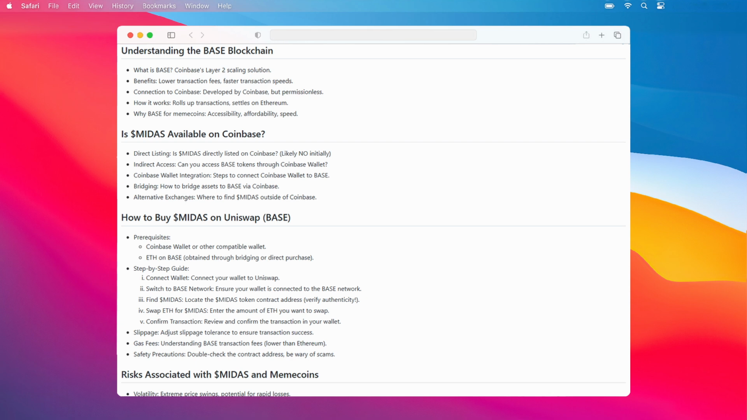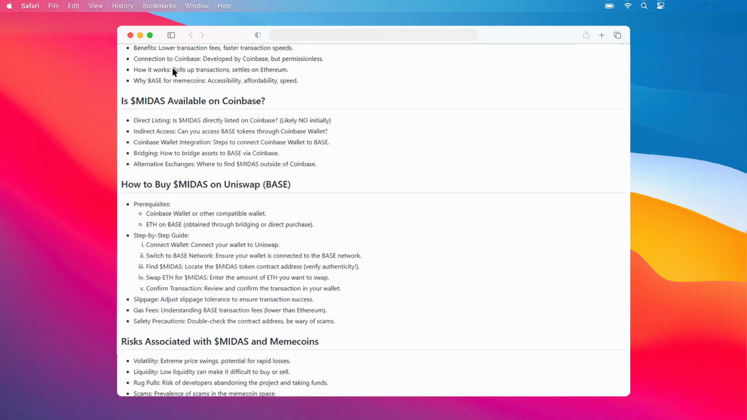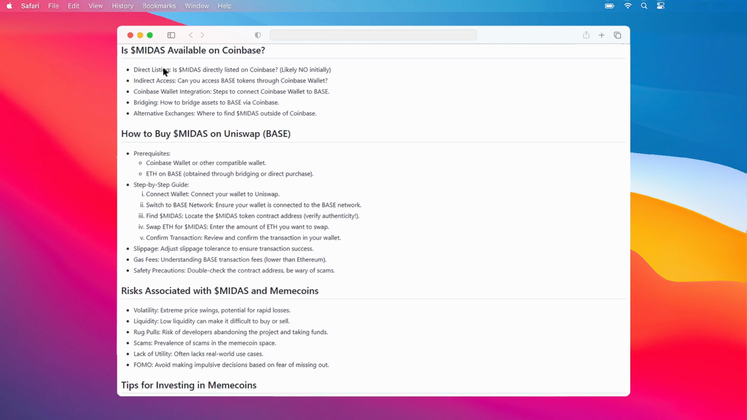You might be wondering if $Midas is available directly on Coinbase. Initially, it's likely not directly listed. However, you may be able to access Base tokens through the Coinbase wallet. You'll need to integrate your Coinbase wallet, potentially bridging assets to Base, or explore alternative exchanges to find $Midas outside of the Coinbase platform.